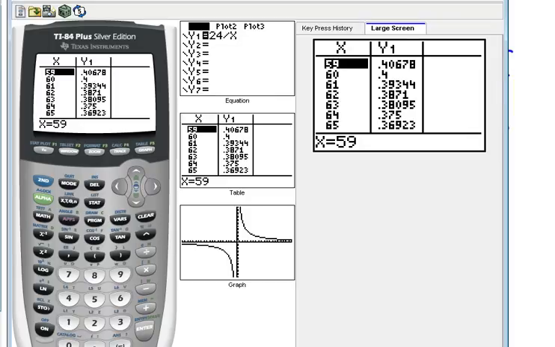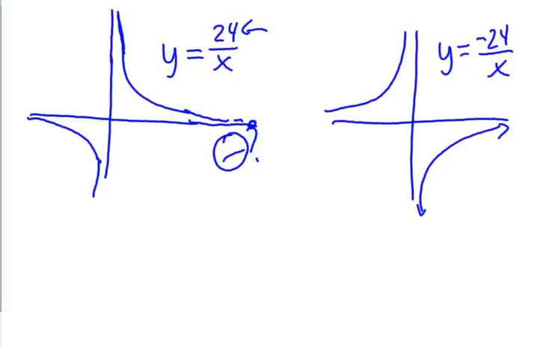But that's the graph of an inverse variation equation. Okay. So the name of that graph was a hyperbola. You'll want to write that down. That was a hyperbola. Okay, let's look at another relationship.